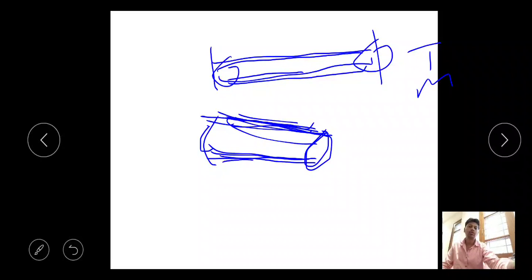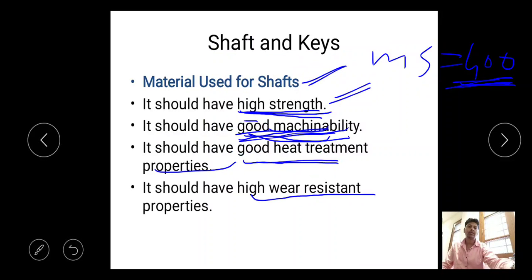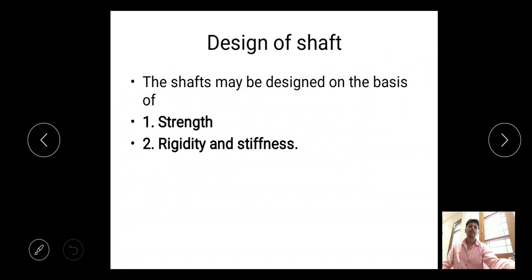It should be machinable. It should be resistant to wear and tear. It should not wear easily, and it should not lose the upper side of the material. So it should have a wear resistant property. These are the materials you use in a shaft, and they should have these four properties.